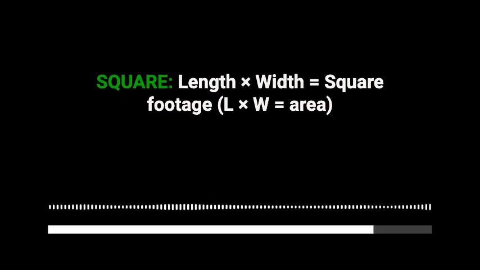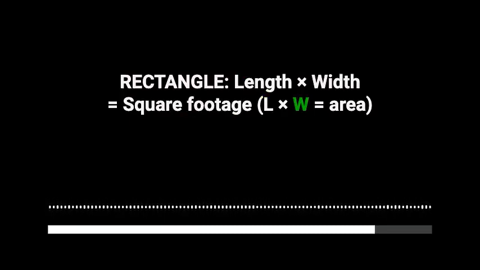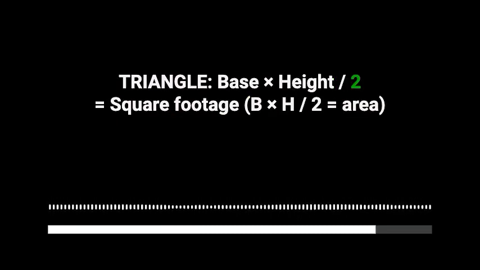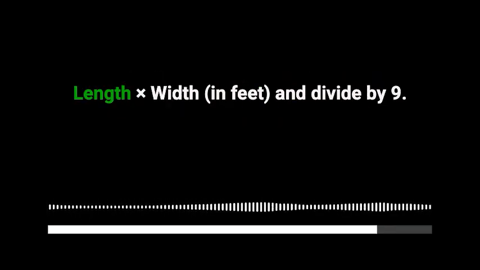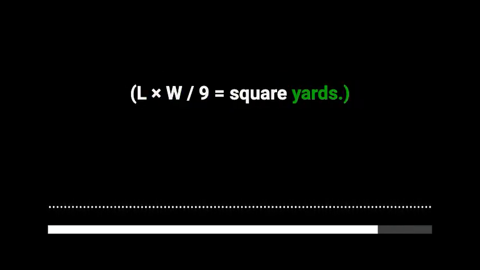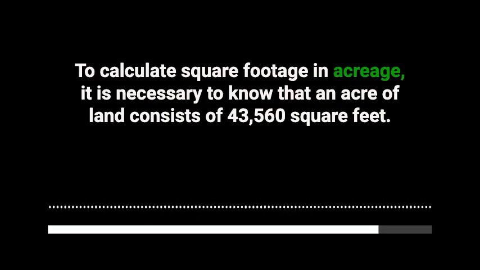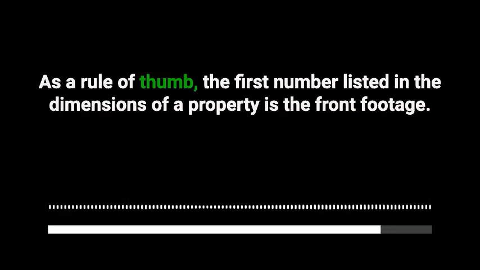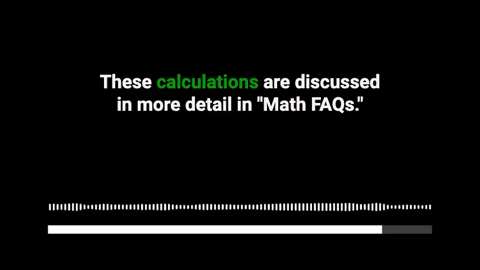To calculate the square footage of various shapes: Square, length times width equals square footage. Rectangle, length times width equals square footage. Triangle, base times height divided by 2 equals square footage. To calculate square yards, length times width and divide by 9. To calculate square footage and acreage, it is necessary to know that an acre of land consists of 43,560 square feet. As a rule of thumb, the first number listed in the dimensions of a property is the front footage. These calculations are discussed in more detail in Math FAQs.